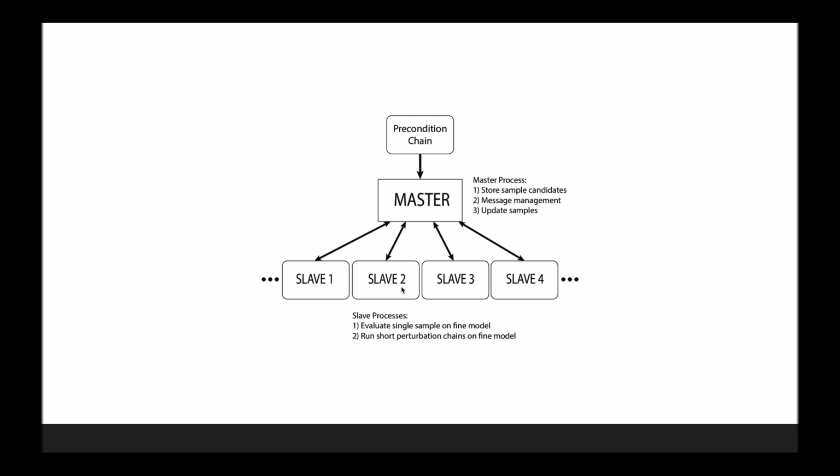This process needs MPI send and receive routines and could cause a delay or idle time during the synchronization between master and slave.